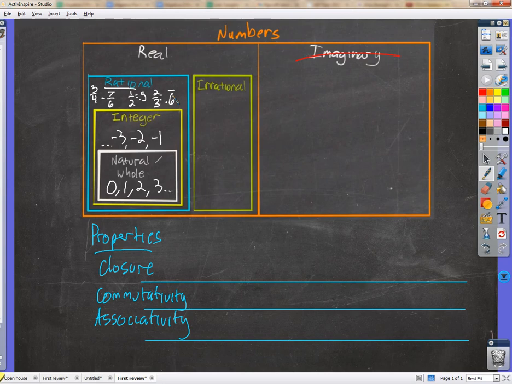It has just a repeating pattern. If there's a repeating pattern in there, you can find an integer divided by another integer that will give you that decimal. Okay, so those are the rational numbers. And then you have irrational numbers. Does anybody know an irrational number?